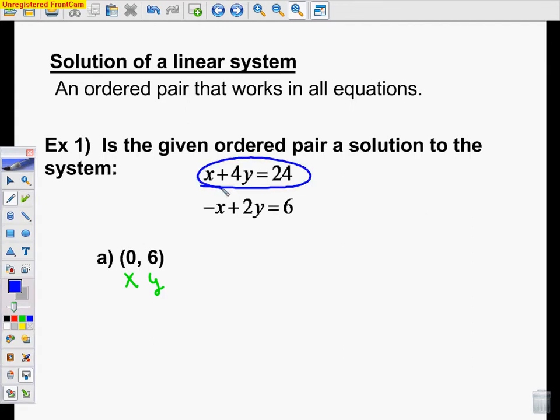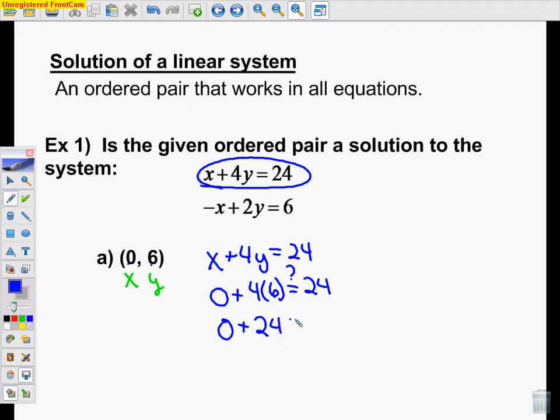So let's work with the top equation first. x plus 4y equals 24. Now, we know that x is 0 and that y is 6. So we're going to plug those into their corresponding places. 0 for x and then 6 for y. So 4 times y is 6. And we want to know, does that equal 24? Well, if I calculate that out, 4 times 6 is 24. Is 0 plus 24 equal to 24? Yes. So it works in that equation.